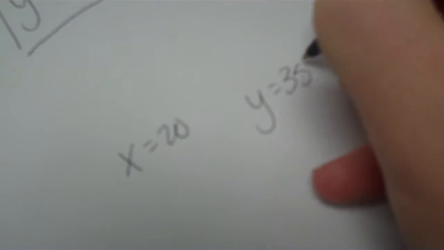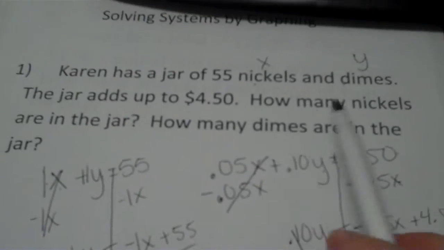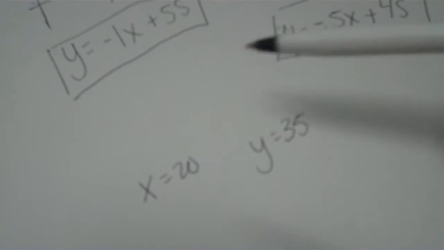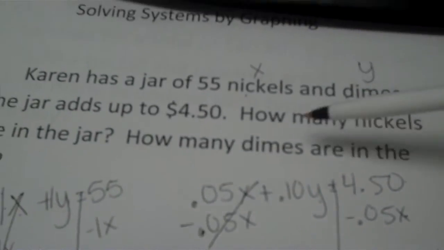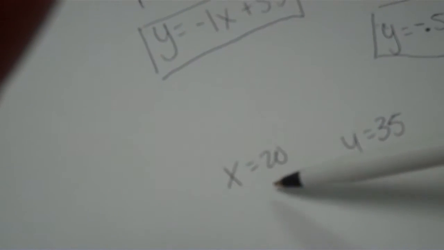That's great. That is the answer, but if you give me that, that's not 100% where I want you to go. Because it asks for how many nickels are in the jar and how many dimes are in the jar. So we know what x and y is. So just go up to the very top. Remember how we said x is nickels? Well then, x is nickels. So there's 20 nickels.